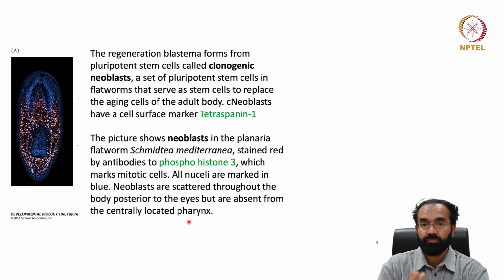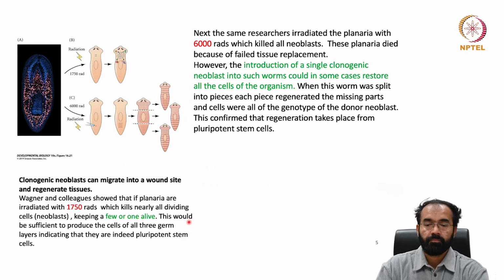The centrally hanging pharynx acts as both mouth and anus. There is no neoblast in it. That is the only exceptional area. This doesn't mean that if the pharynx is amputated, it will not grow. Nothing like that. It can grow, but it is not used as a reservoir of neoblasts.